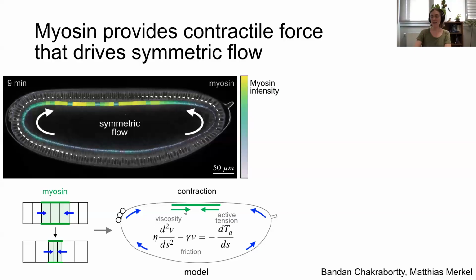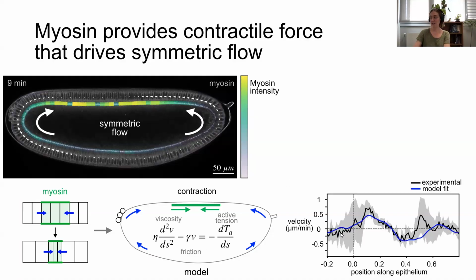So we can now take this very simple model and use the experimentally measured myosin profile that we see and fit the velocity profile to the experimental data. And we see that we get a pretty good fit. Specifically, we see nicely this region of clockwise flow in the posterior and counterclockwise flow in the anterior, on the left and right half of the embryos.